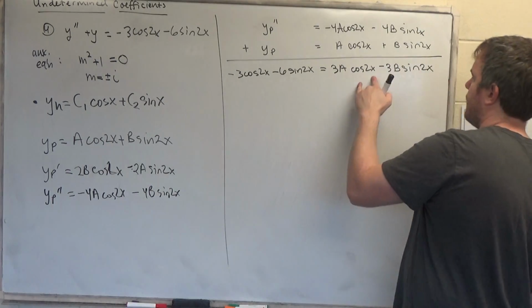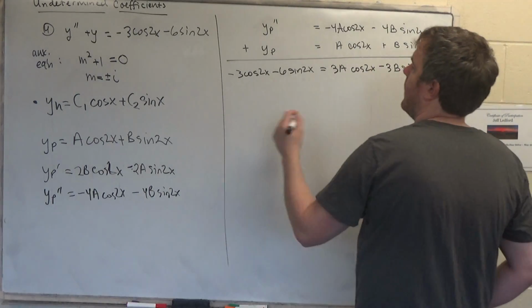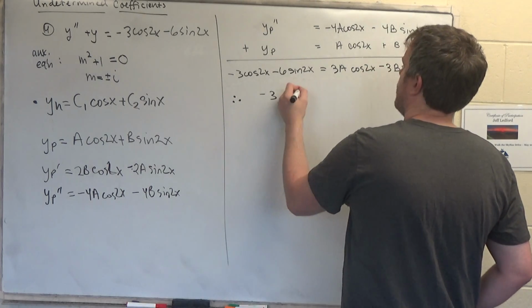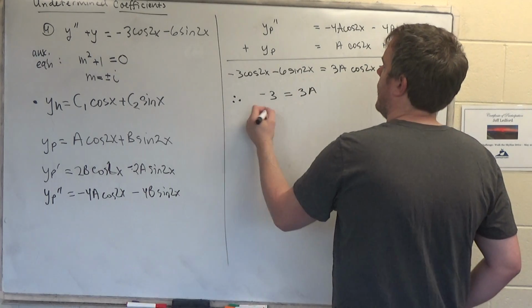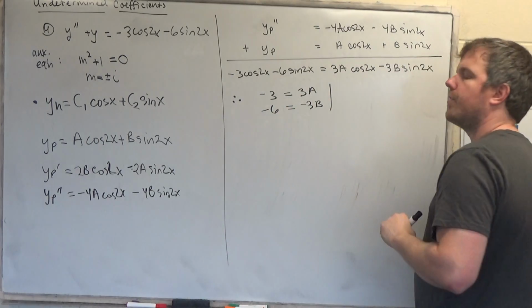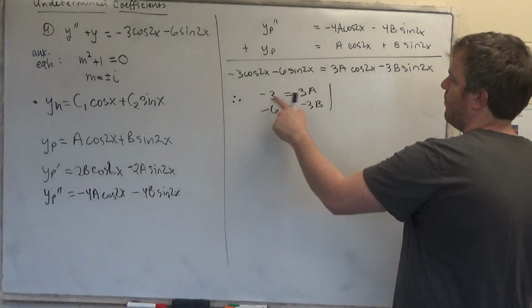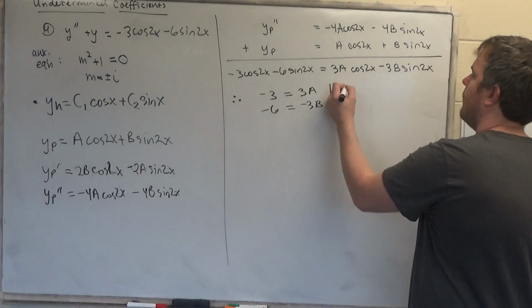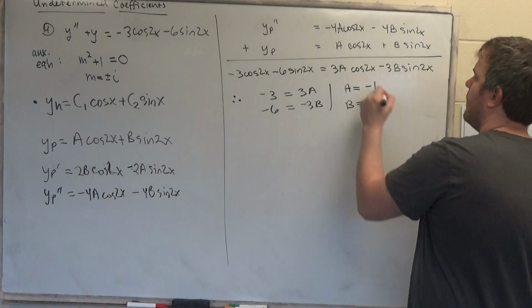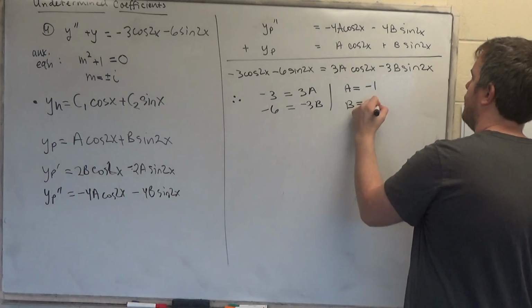Equating the coefficients of cosine and sine on the left and right tells me that negative 3 should be 3a, and negative 6 should be negative 3b. This system of equations isn't really a system because both of them are just one equation with one unknown, so they're actually easy to solve. a is just negative 1, and b is just 2.